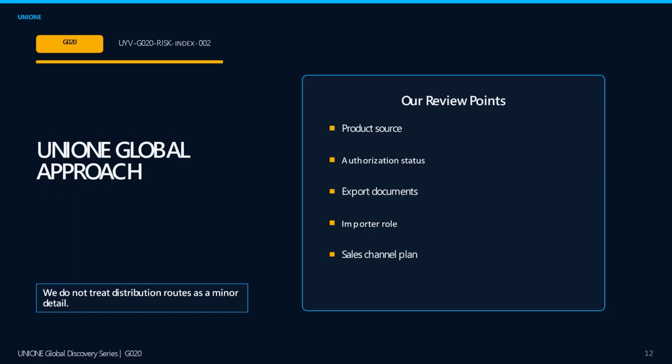At UNIONE Global, we do not treat distribution routes as a minor detail. Before developing a transaction, we review the product source, authorization status, export documents, importer responsibility, and intended sales channel. Our objective is not simply to move products into a country. We aim to create a transparent structure that protects both commercial opportunity and long-term market continuity.